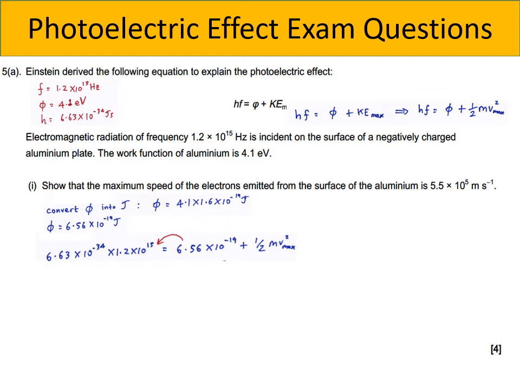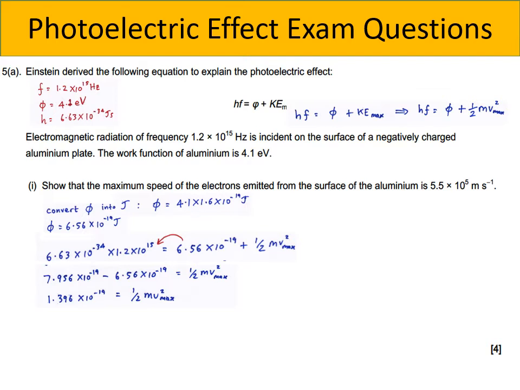So 6.63 times 10 to the power minus 34, which is Planck's constant, multiplied by the frequency, 1.2 times 10 to the power 15, is equal to the work function, 6.56 times 10 to the power minus 19, plus a half mv squared max. Now, bringing the work function value onto the left-hand side of the equation and subtracting it from the product of hf, we are left with 7.956 times 10 to the power minus 19, take away 6.56 times 10 to the power minus 19, which is equal to half mv squared max.